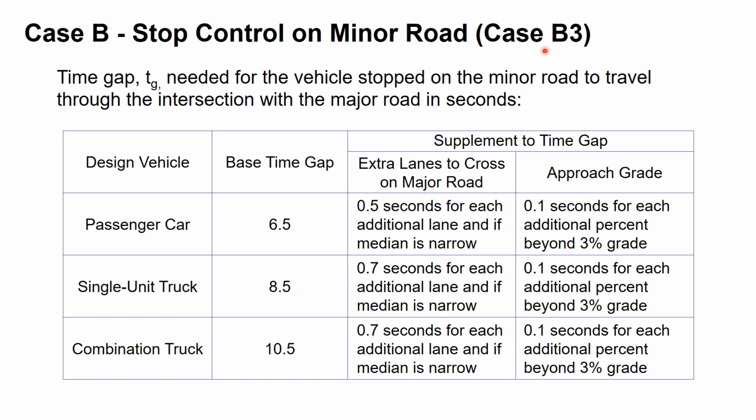And finally, this is case B3. So this is for crossing the major road. Here's our time gap, 6.5, 8.5, and 10.5 seconds for our respective design vehicles. We do need to supplement them, so half a second for each additional lane for the passenger cars, 0.7 for the truck scenarios, and then 0.1 second for each additional percent grade beyond 3%.